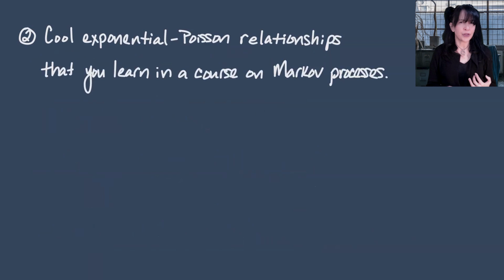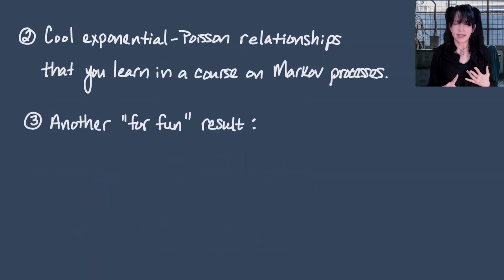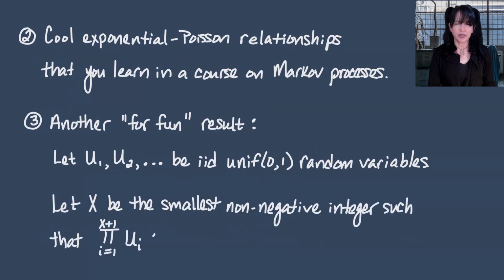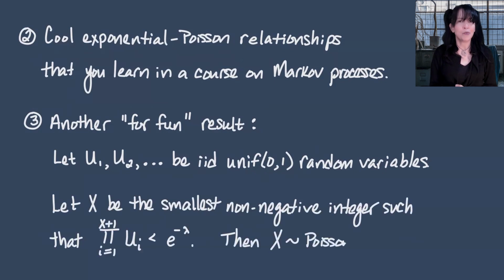If you have capital U1, capital U2, etc., IID uniform 0, 1, and you let capital X be the smallest non-negative integer such that the product as i goes from 1 to capital X plus 1 of the U sub i is strictly less than e to the minus lambda, then I claim that X has a Poisson distribution with parameter lambda. So that is not going to save you any work, but it is a just for fun result.